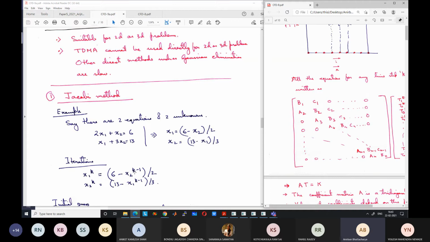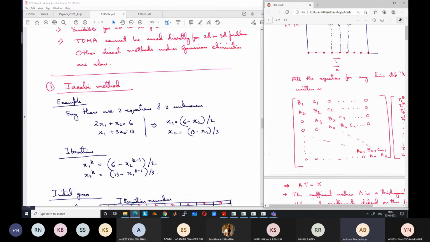Current iteration minus previous iteration value. This term we need to track, and if this is smaller than a certain value, we say that we have reached the correct solution. Although it may not be the exact solution, we will be very near to the correct solution. In an iterative method, you cannot find the exact solution, unlike a direct method. Is it clear? I will show you an example.